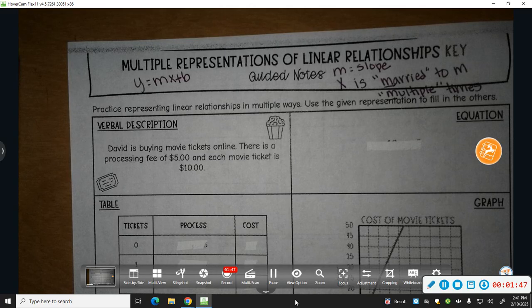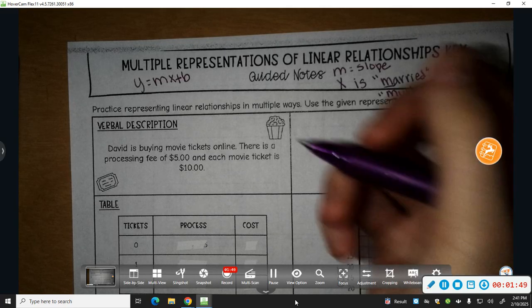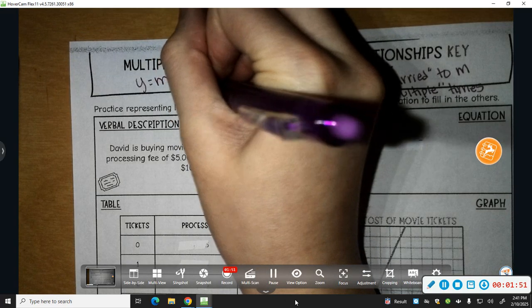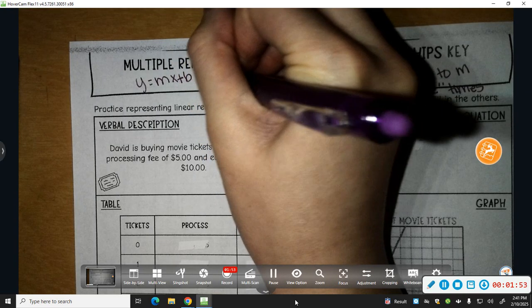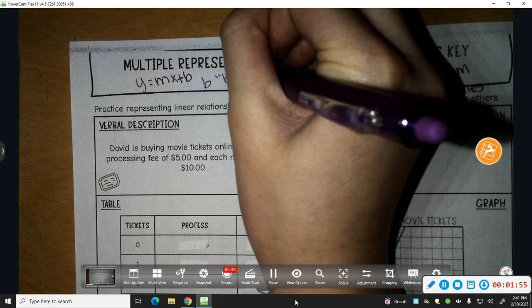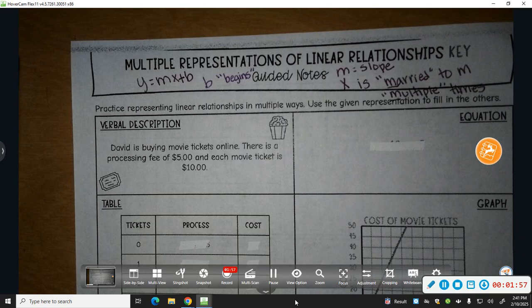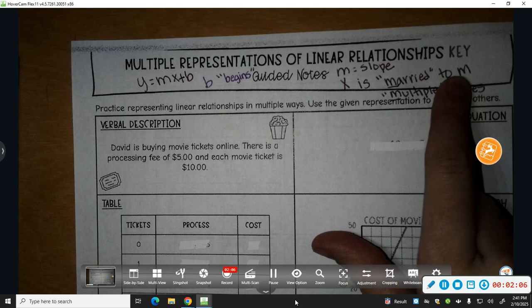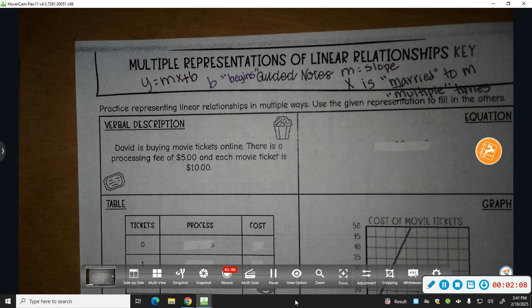Okay, the other letter that's up there is b. B is where it begins, or it's where it happens one time. Okay, if something only happens once, it's not going to be multiple times. It's not going to be m or x. It's going to be our B. It's going to be our starting value. That's my y-intercept.